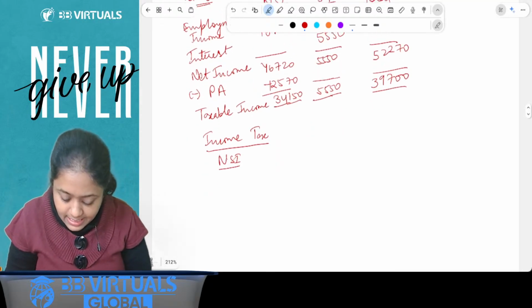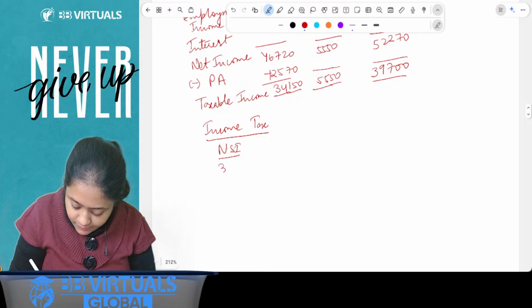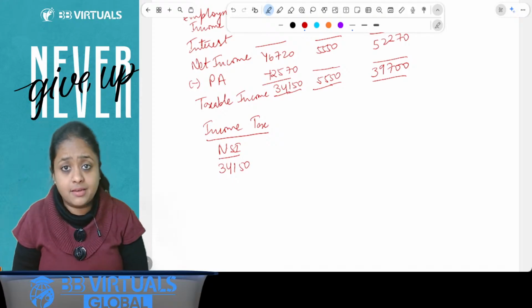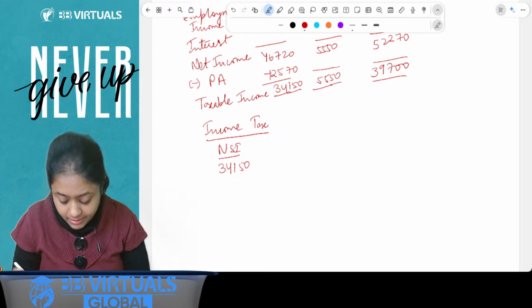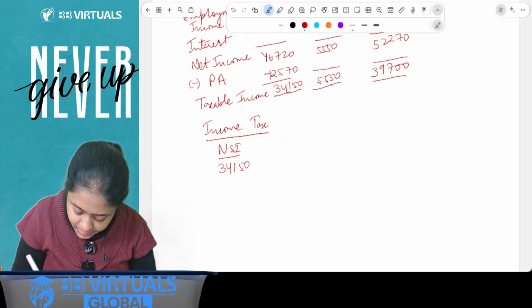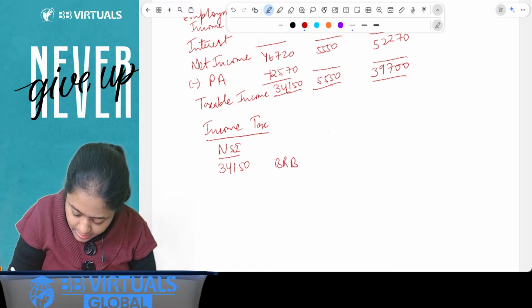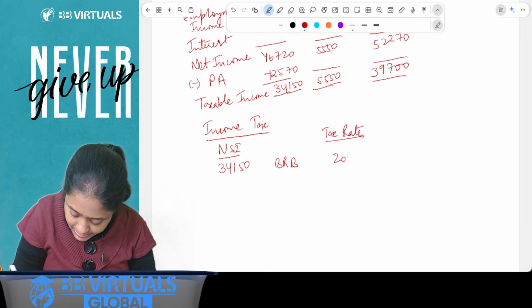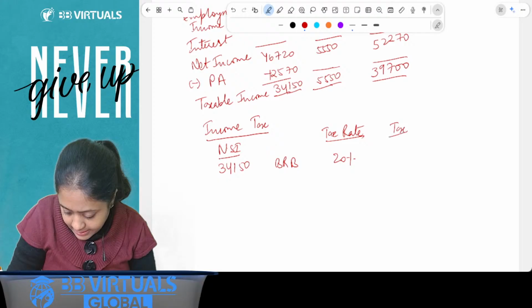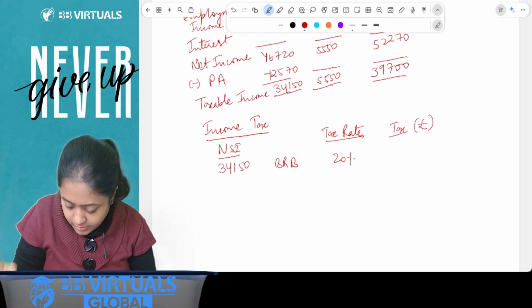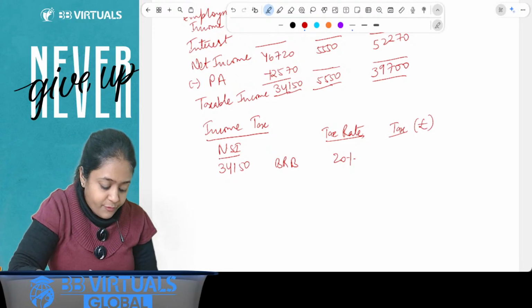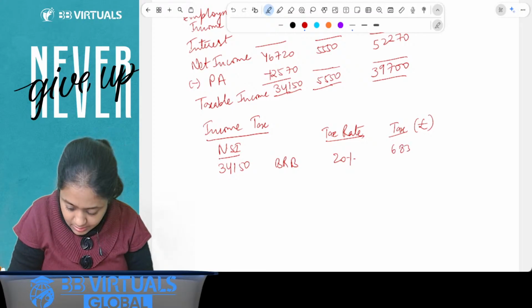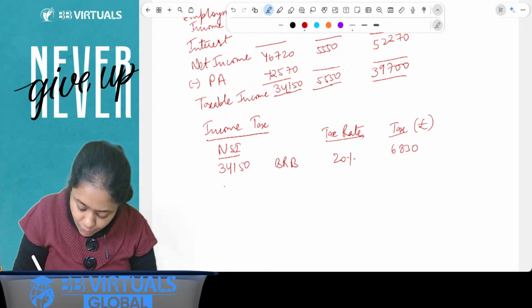So here NSI I will take here 34,150. That will be completely covered in the basic rate band. It is not exceeding 37,700. So here I will write basic rate band, and I will write the tax rate 20%, and then I will write tax amount. Okay, that will be 34,150 multiplied by 20%. That will be 6,830. Then I move on to SI.